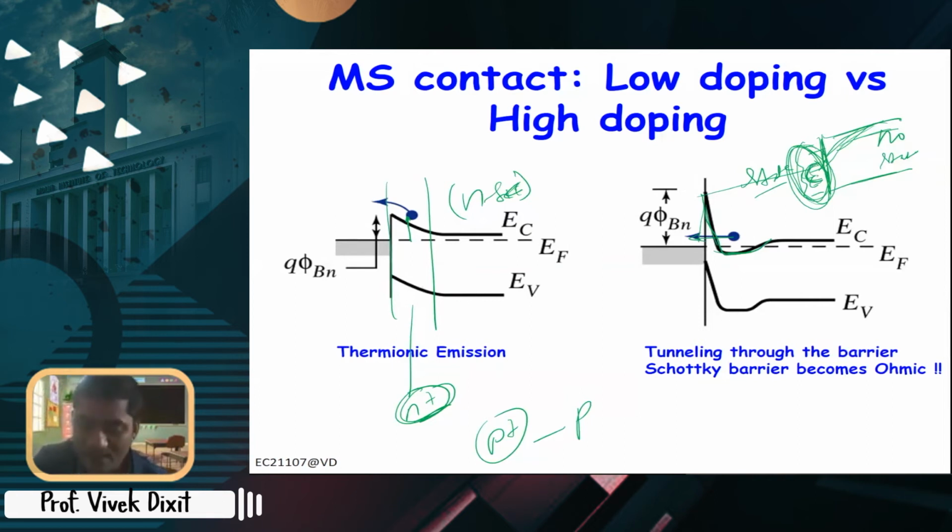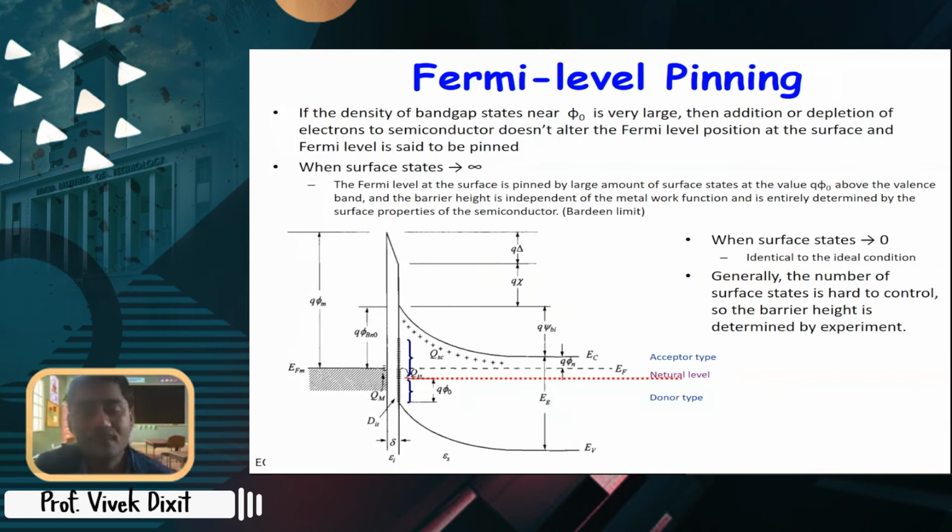So if the number of states is 0, then it will be the same as the original diagram. If there are a very large number of states, infinite, then it will be pinned down exactly at that particular value. And if it is in between, then this value will slightly change. So you can see the diagram here for Fermi level pinning.